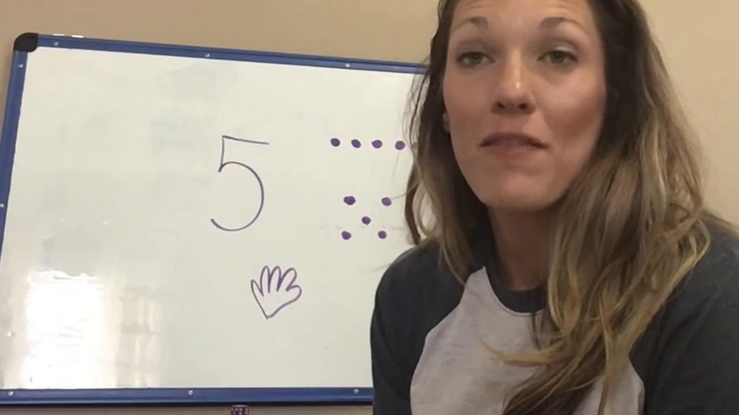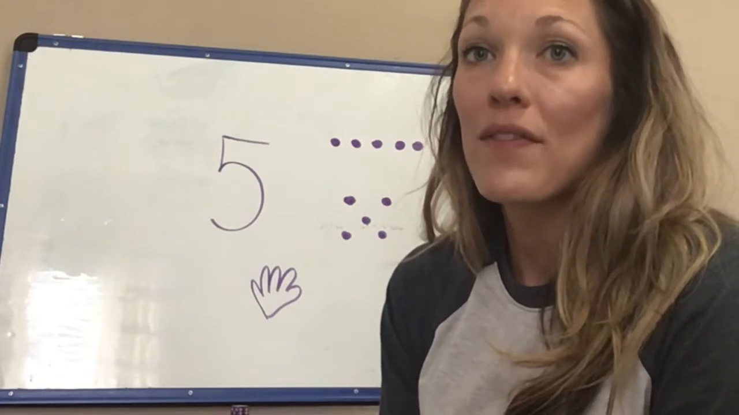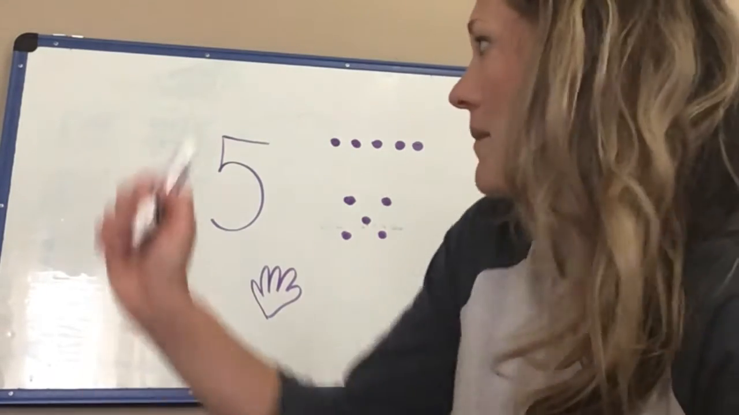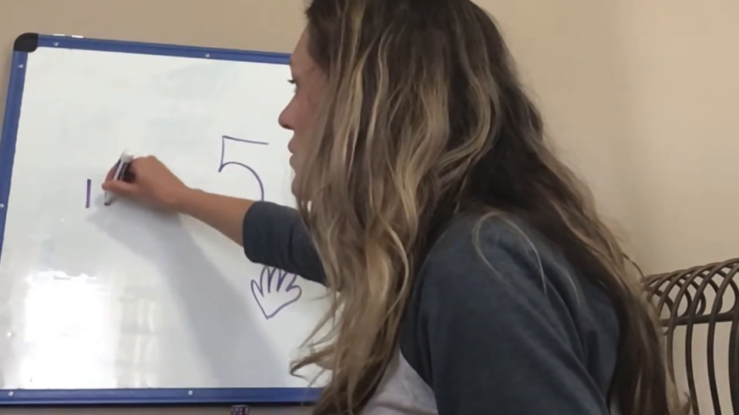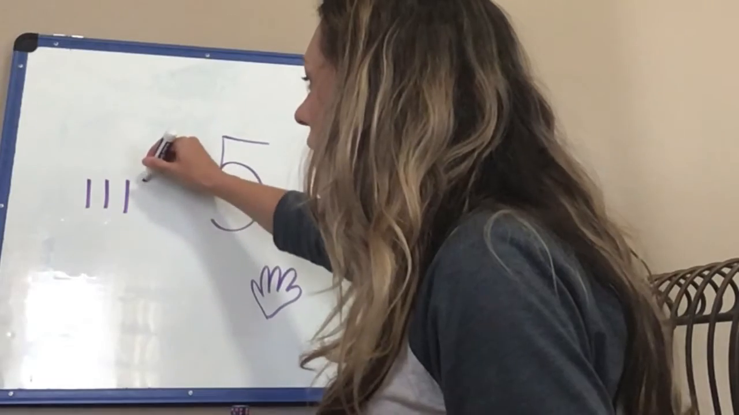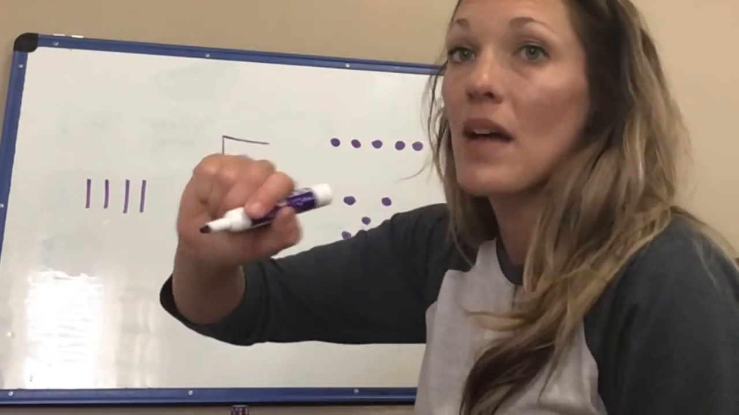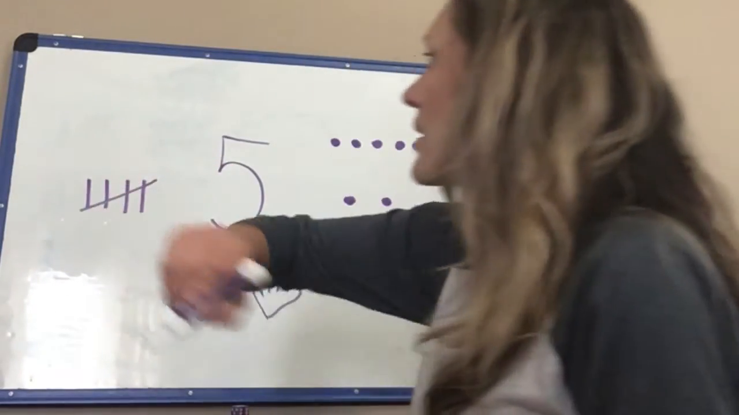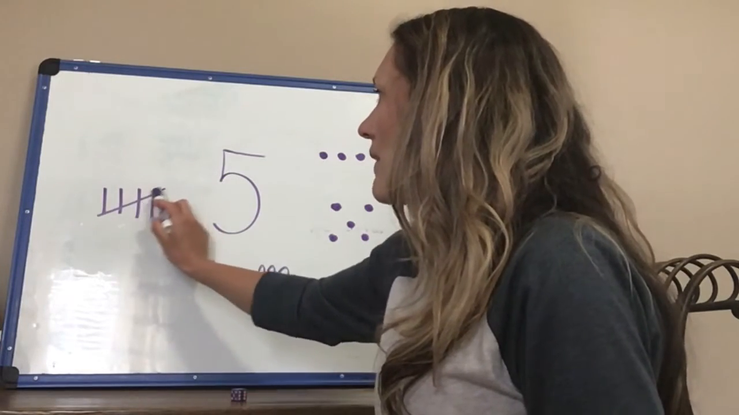We can show 5 by using tallies. Now when we make tallies, after the 4th one, we always make a diagonal line across. So I'm going to show you how to do that. To make tallies, we'll count to 4. 1, 2, 3, 4. And then after 4, we make a diagonal line across. That means there's 5. So I'm going to start here and go across to the bottom. 1, 2, 3, 4, 5.